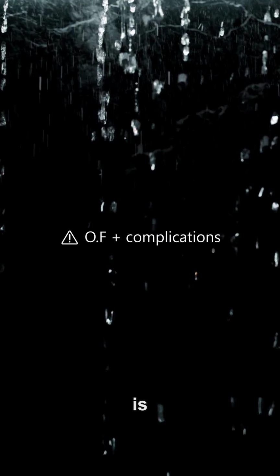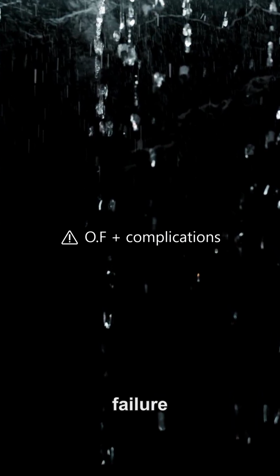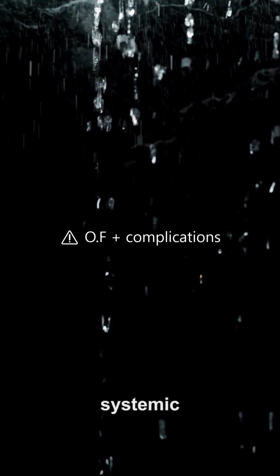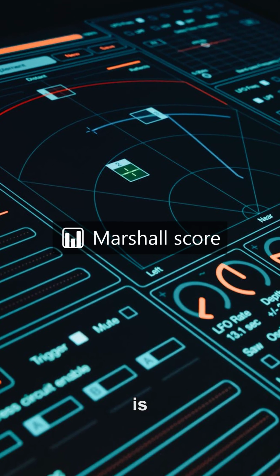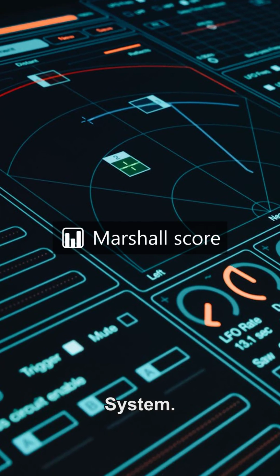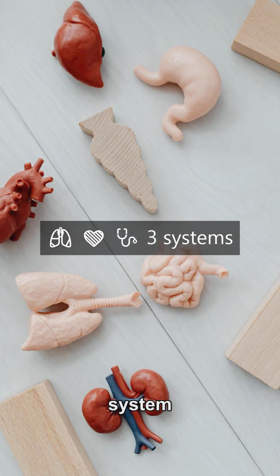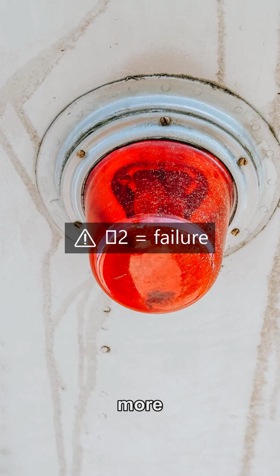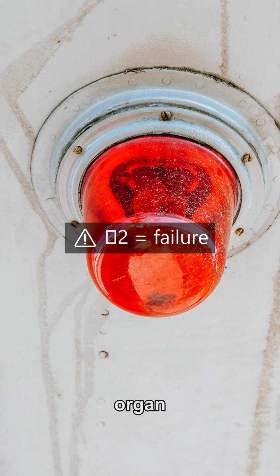The classification is based on organ failure and local or systemic complications. Organ failure is objectively defined using the modified Marshall scoring system. This scoring system evaluates respiratory, cardiovascular, and renal function. A score of 2 or more in any system defines organ failure.